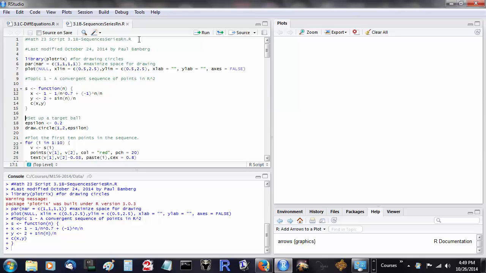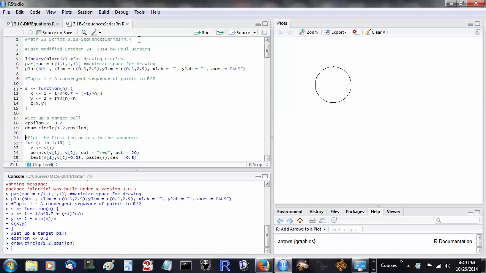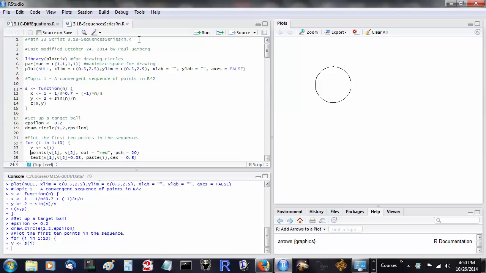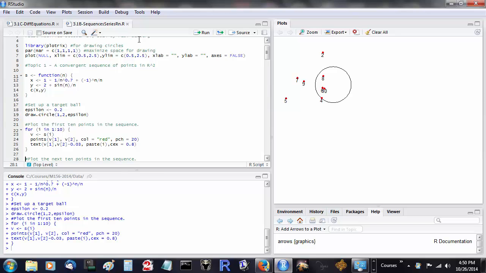Now, to illustrate convergence, I'm going to set up not a target interval, but a target ball, and I'll call the radius of that ball, which in 2 dimensions is just a circle, epsilon. So there's the circle, and I want to see if the points of the sequence get inside and stay inside. So using a for loop, I will plot the first 10 points and write text under each plotted point to indicate which one it is. There you can see 1 through 10, and you see some of them get inside, some of them don't. 9 in particular was outside after 6 and 8 had been inside.